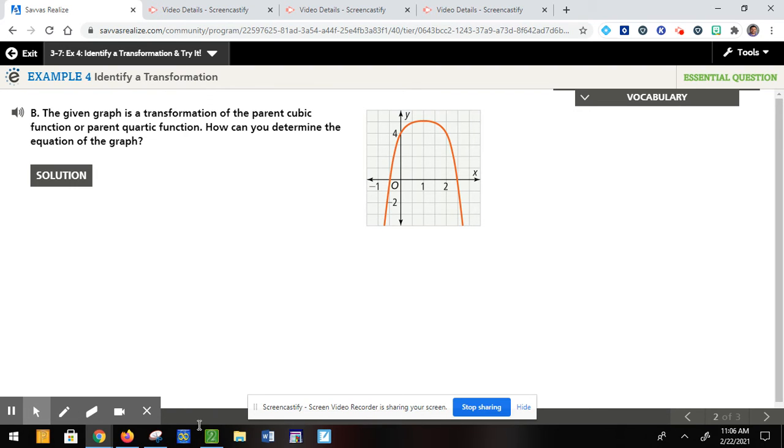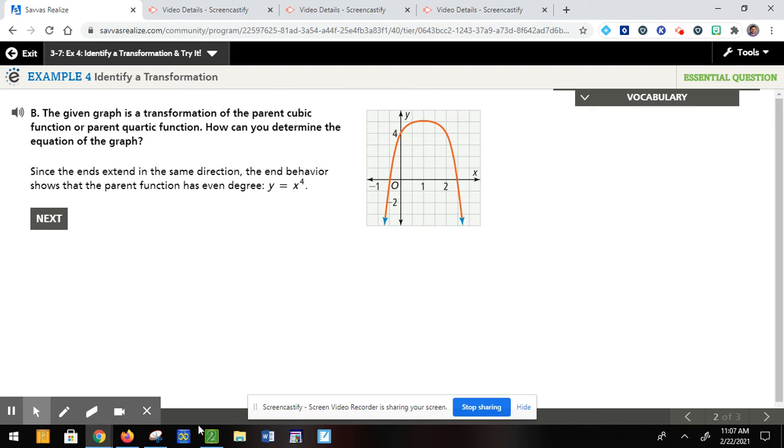It says the given graph is a transformation of the, so same thing. This one has end behavior that is the same on both sides, meaning this one's definitely quartic as opposed to cubic because it has to have an even degree. We also can identify that since they're both pointing down, there's going to be a negative out front. Again, the leading coefficient is going to be negative.